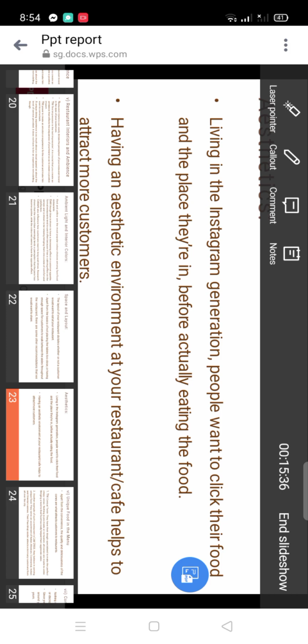Aesthetic. Living in the Instagram generation, people want to click pictures of their food and the place they are in before actually eating the food. Having an aesthetic environment at your restaurant or cafe helps to attract more customers. After all, who doesn't like a cute place to hang out in?